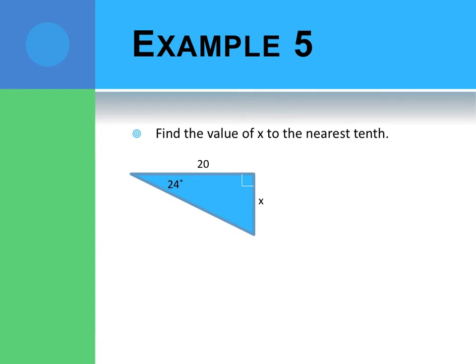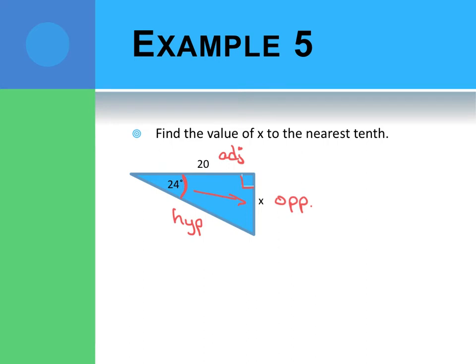Now, this time, we don't have an A, B, and a C here, but I've got an angle measure. So if they give you a triangle and there's no letters on it, we still have to give the sides the appropriate names. So in relation to the acute angle that's listed here, which is the 24, I can see that the X is the side that's opposite to that angle, and the 20 is the side that's next to it, so it's the adjacent. Remember, the hypotenuse is always going to be across from the right angle.